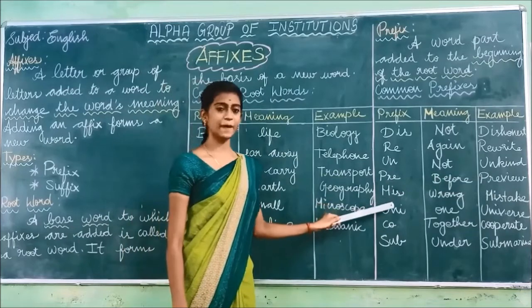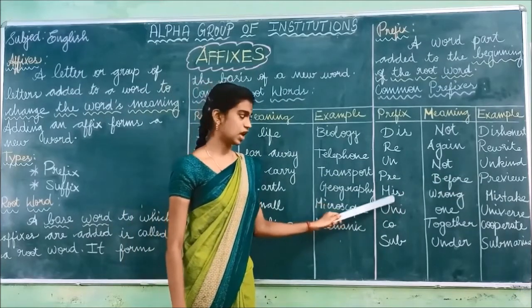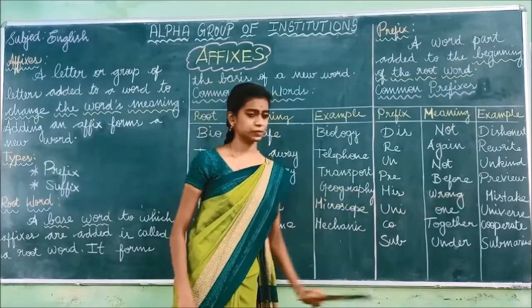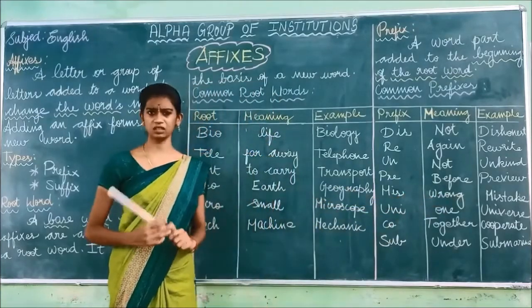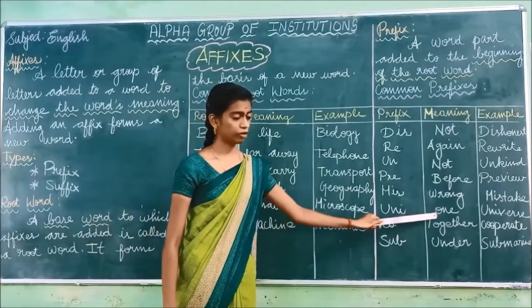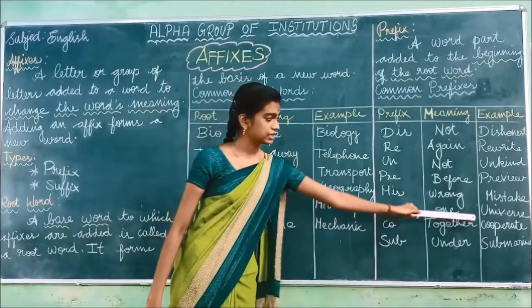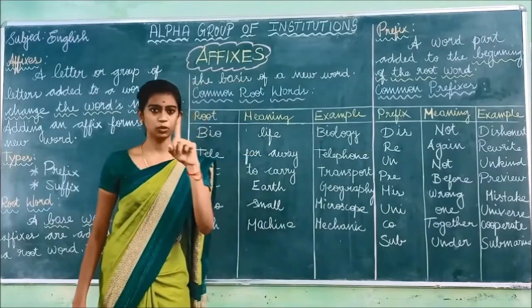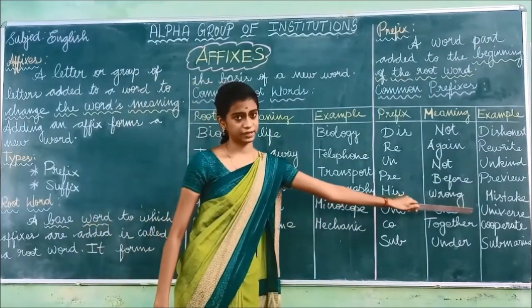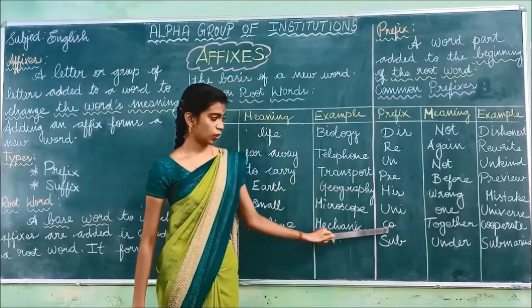And the next one is mis. What is the meaning of mis? Wrong. And the example is mistake. Mistake means something wrong. And the next one is uni. The meaning of uni is only one. The example is universe, so we have only one universe.